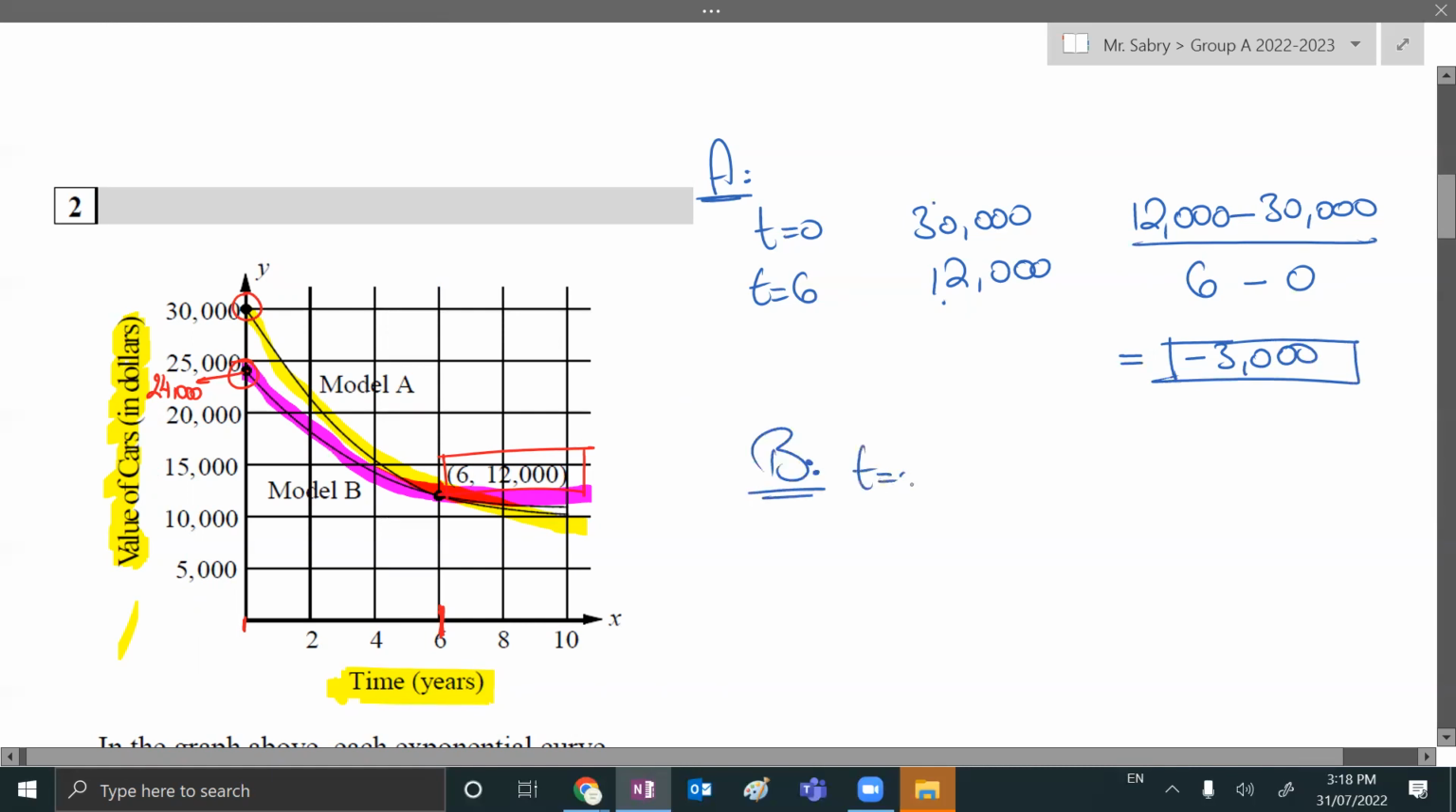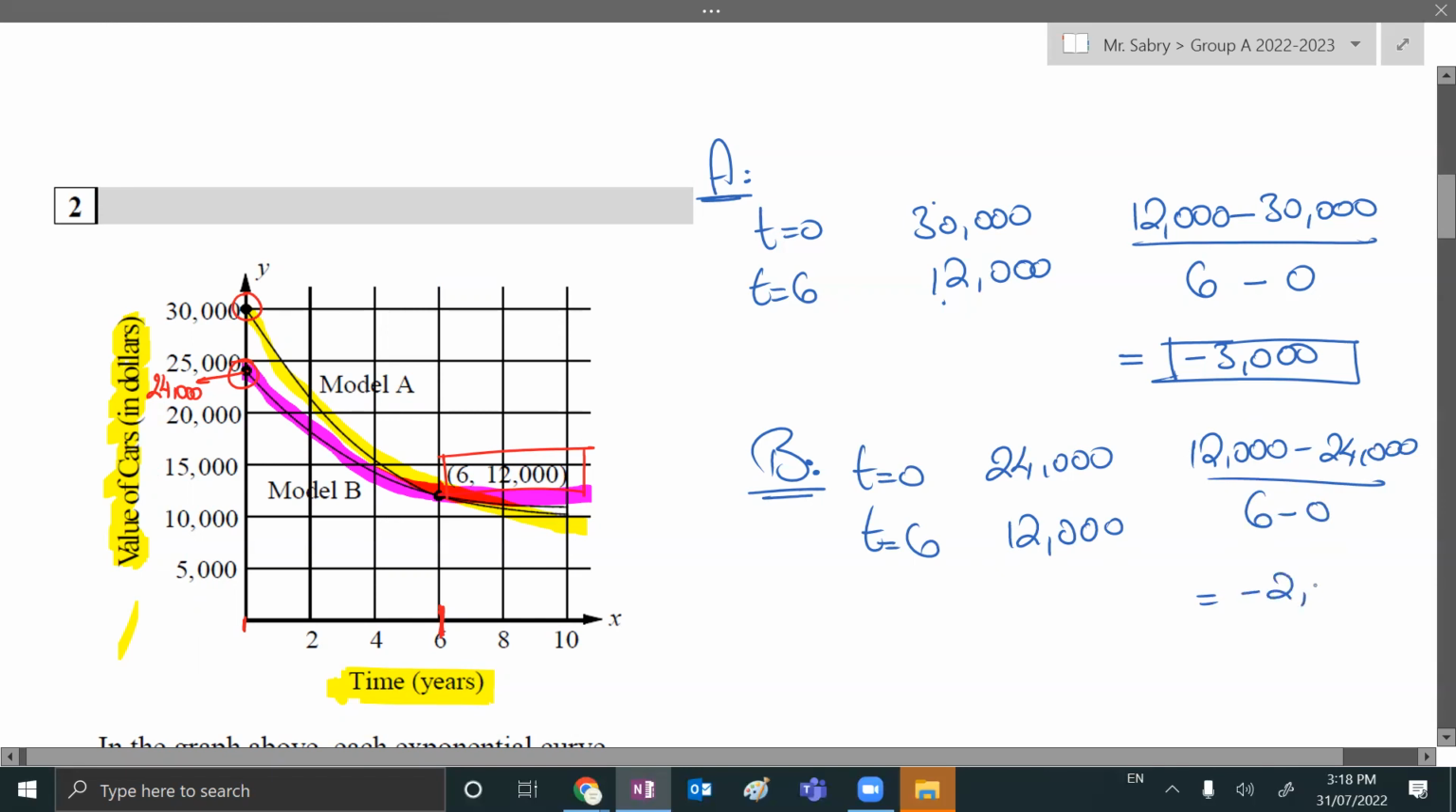Now let's check model B. Again at t equals 0, what was the price then? It was 24,000. And now at t equals 6, what did it become? It still became 12,000. So in order to get the average decrease here, I'll do 12,000 minus 24,000, all over 6 minus 0. That would get you -2,000.